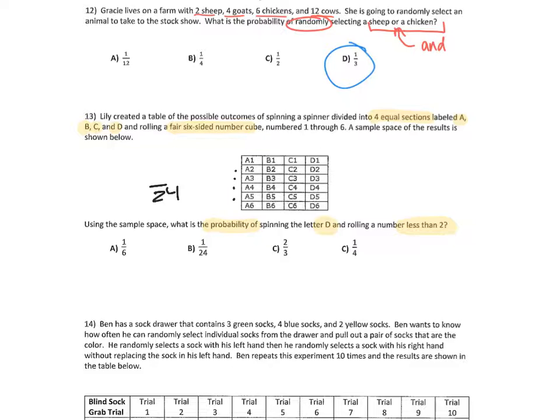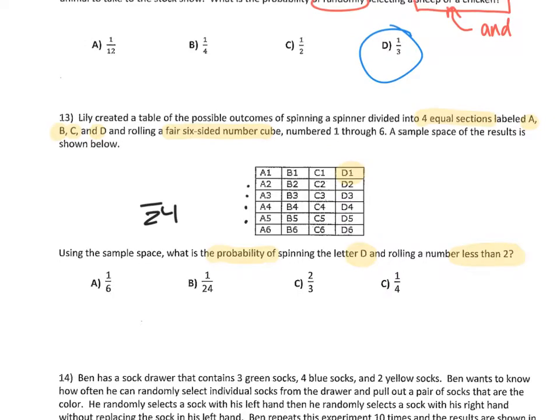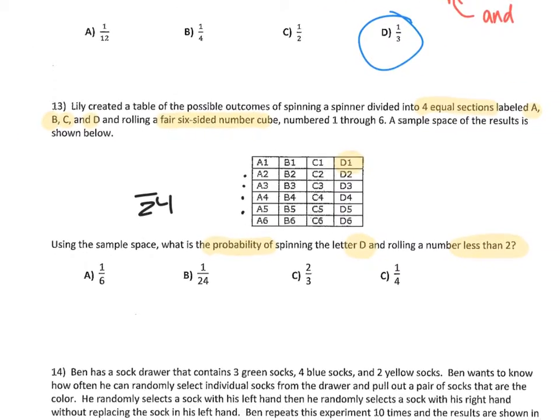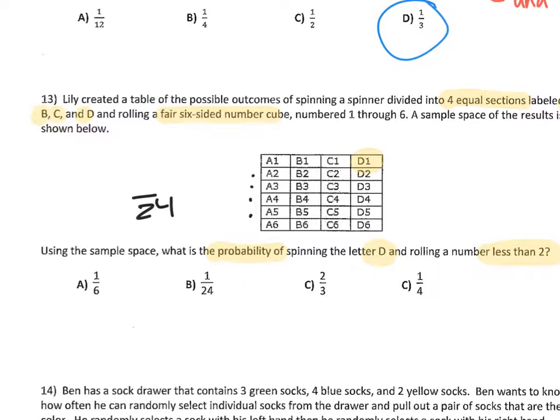And then the letter D and rolling a number less than 2. So Lola said it earlier. There's only one of those. So how many of those shows a roll that landed on the letter D and a number less than 2? Just one, right? Do y'all see that? So 1 over 24.